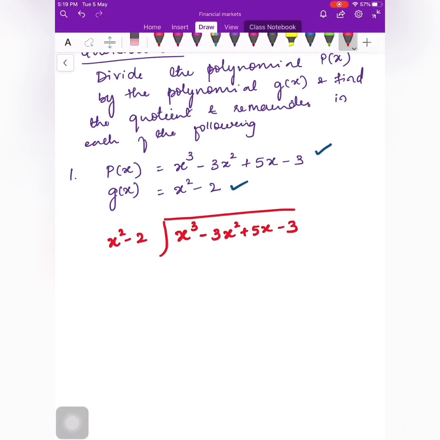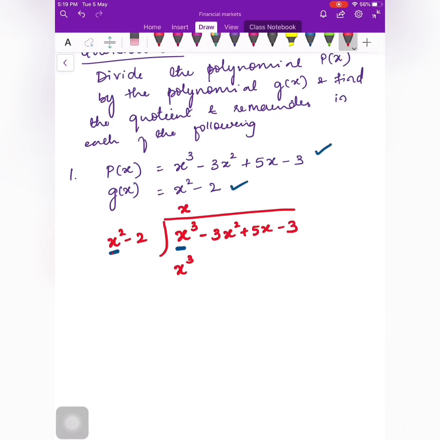Now see here, the first term you have is x cube and the first term in the divisor is x square. So to x square, if you multiply x, you're going to get x cube, right? So x square into x will give you x cube. All you need to concentrate on is the first term. You should check by multiplying what term to the divisor you're going to get the first term in the dividend. So for x square, if I multiply x, I'm going to get x cube.